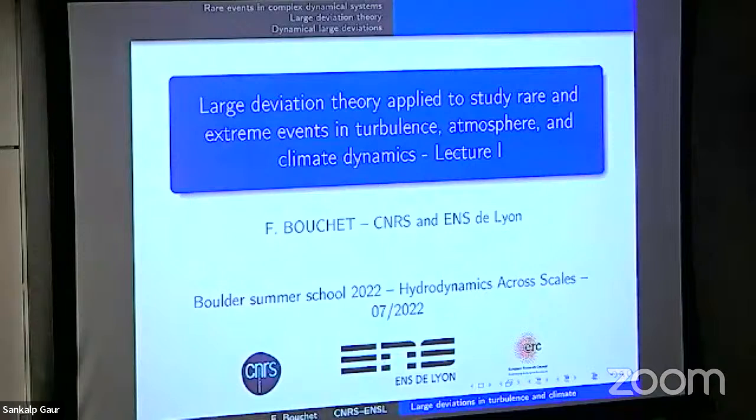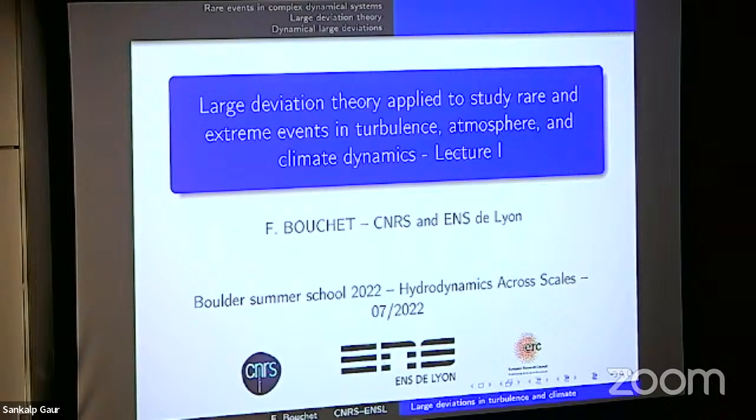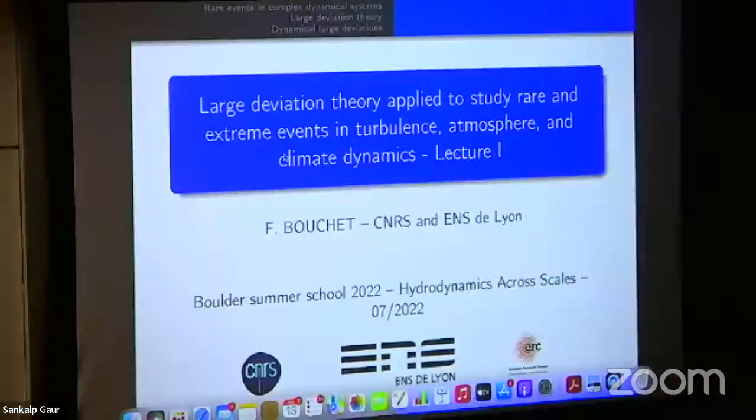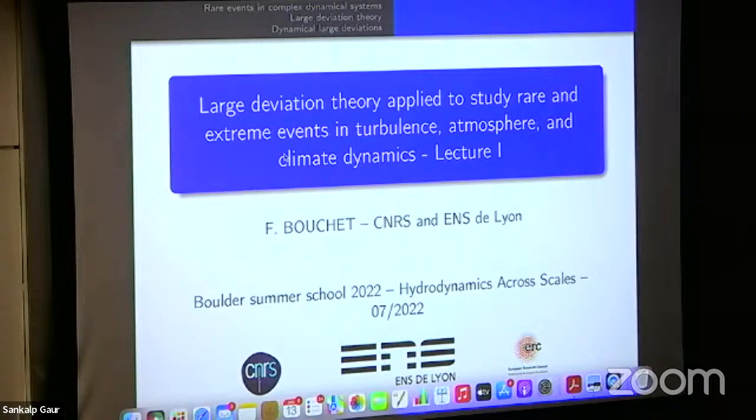Large deviation theory is a way to describe the typical state of the systems, the typical fluctuations of the systems, but also to discuss fluctuations that are very rare. And so it is especially useful in connection to the study of rare events. We will apply this to several kinds of rare events, for instance, climate extreme events.